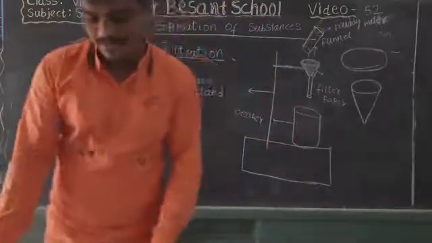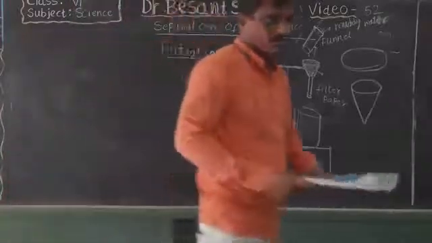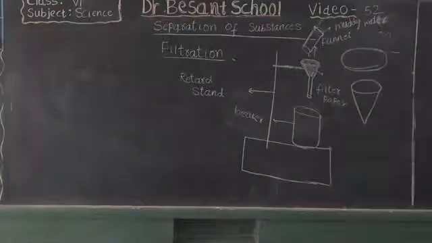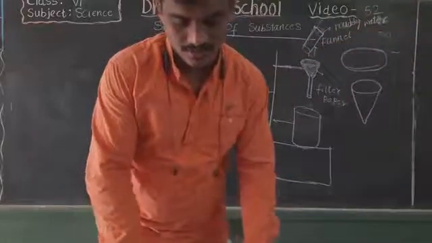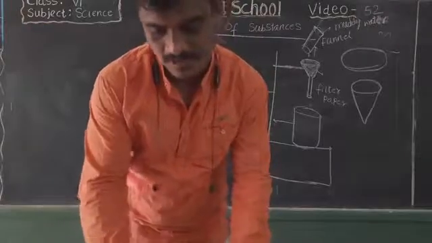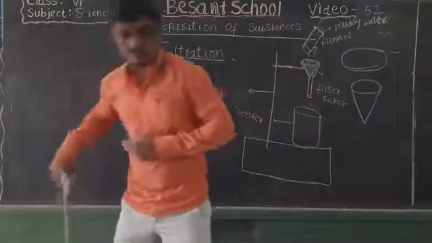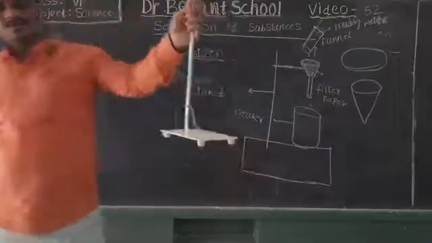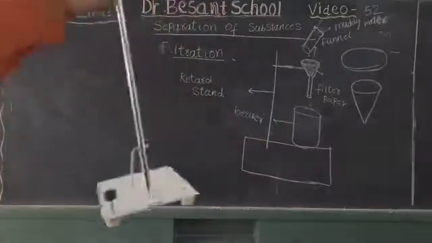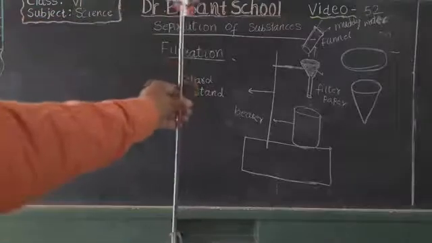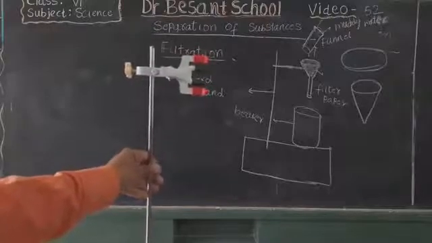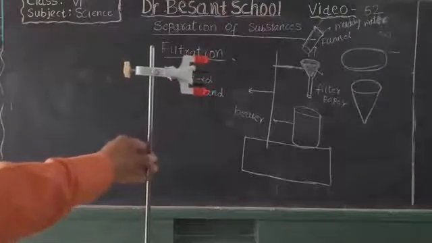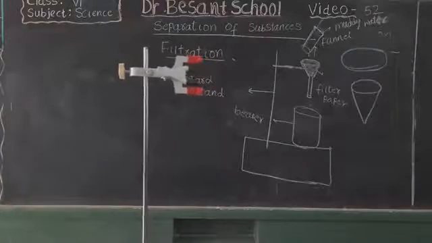Let us do the process of filtration here. On this table, I am going to do this activity. Children, look at me carefully. Now this is the retort stand. I told you what things are required. We require one retort stand to do this activity. Can you see it or not? Yes, this is the retort stand. I'm fixing the retort stand here. Now you can see the retort stand.